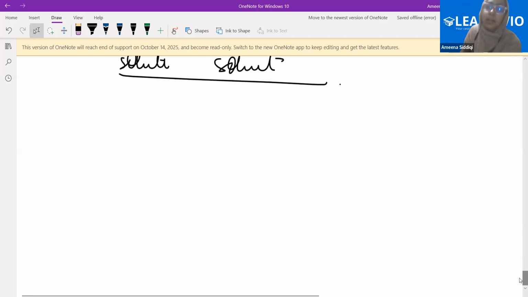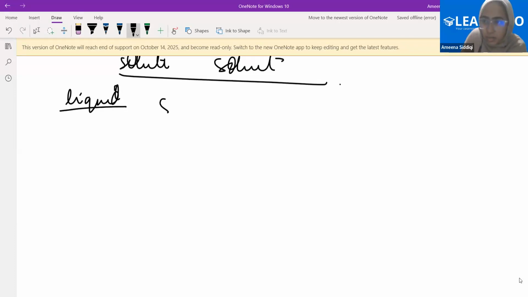Fine. Now, I will be coming on to the liquid solutions. We have to deal with something regarding the liquid solutions. Salt water is one of the best, most basic examples of this. The other important solution that we need to discuss is the tincture of iodine.